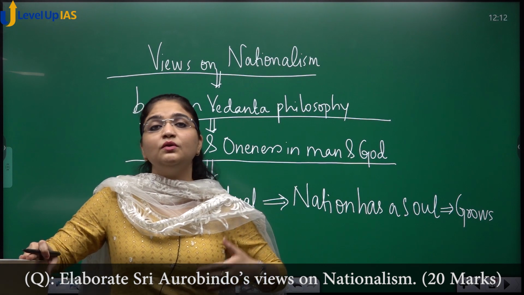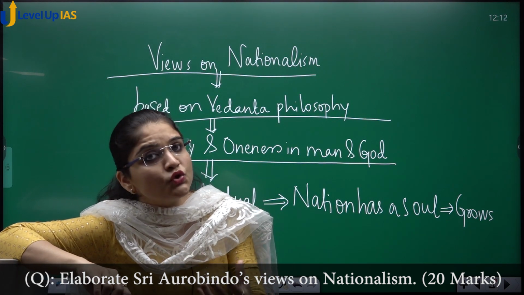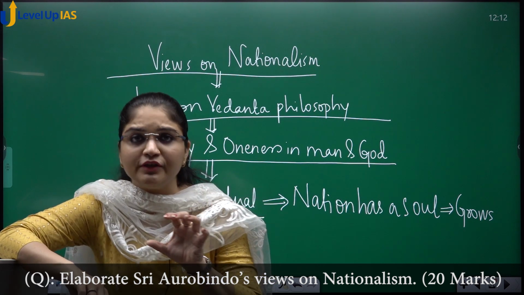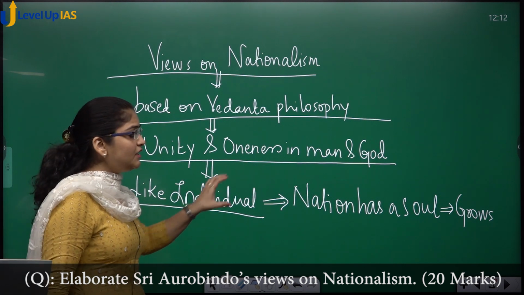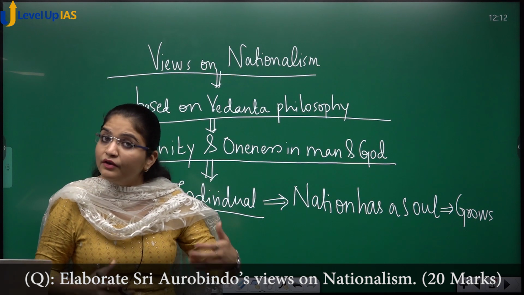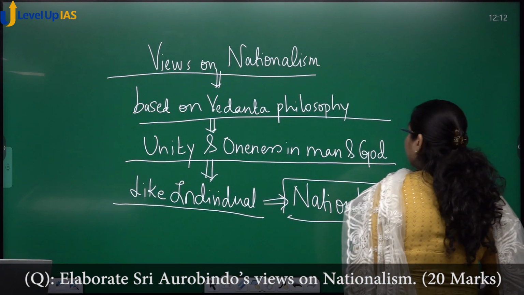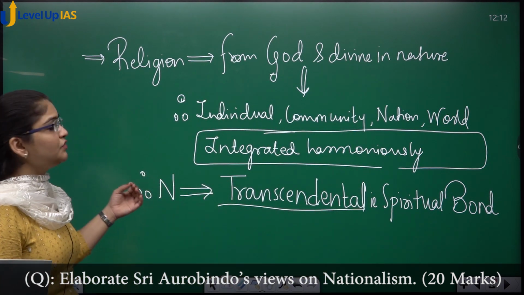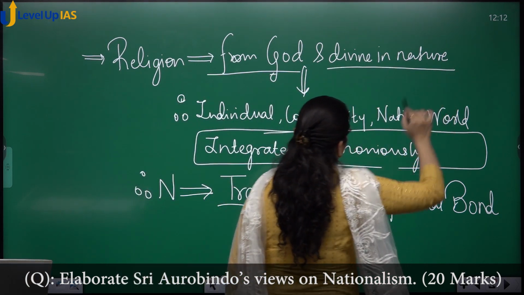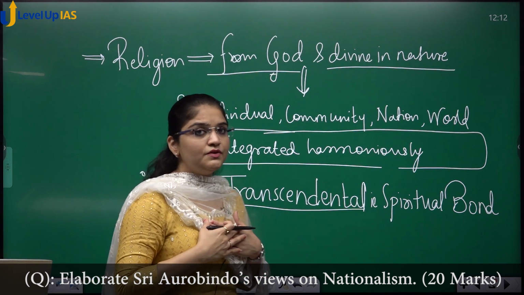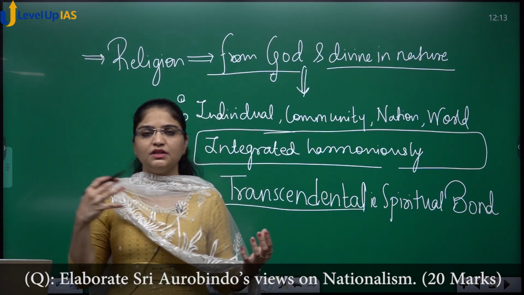So we said mind, then we said how there is super mind. The person who develops this super mind becomes the superman, and only a superman achieves the stage of Sat Chit Anand or self-realization. So he says that there is unity and oneness in man and God. And like an individual, even a nation has a soul which grows over a period of time. So as we grow, even the nation grows that way, right? And thus he links it to religion. He says nationalism is like a religion which comes from God, and it is divine in nature, because there is a link between the individual and God. And because of this link, as the soul of the individual develops, the nation's soul also develops.